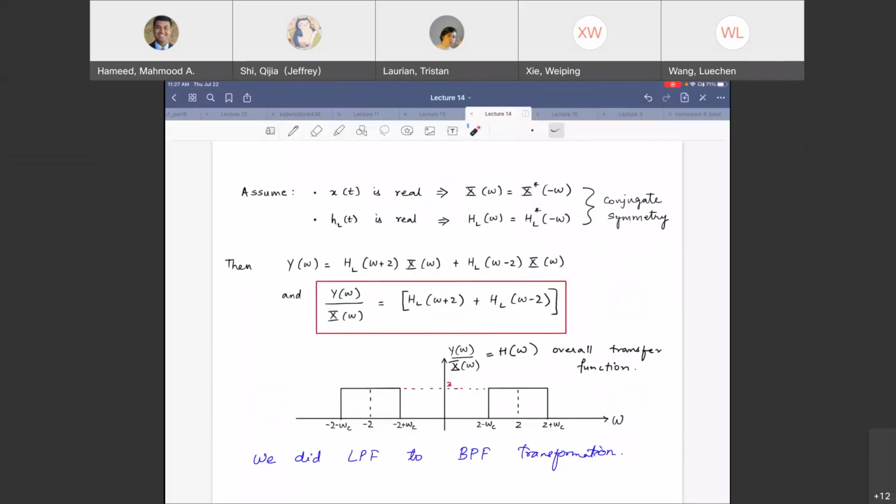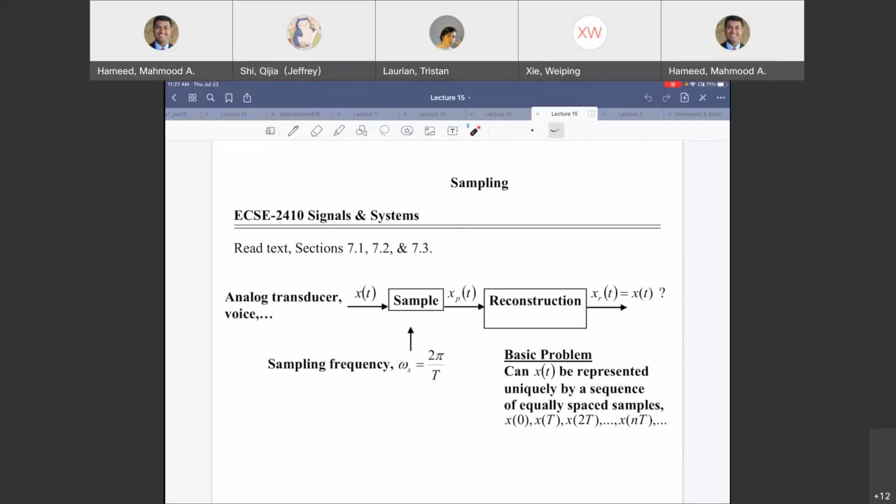All right. So next we move on to a very interesting topic in sampling. The goal over here is what? I'm going to take a continuous signal. I'm going to sample it. I'm going to get a bunch of values, samples. And then later on, I'm going to be interested in reconstructing the signal with the samples that I have.